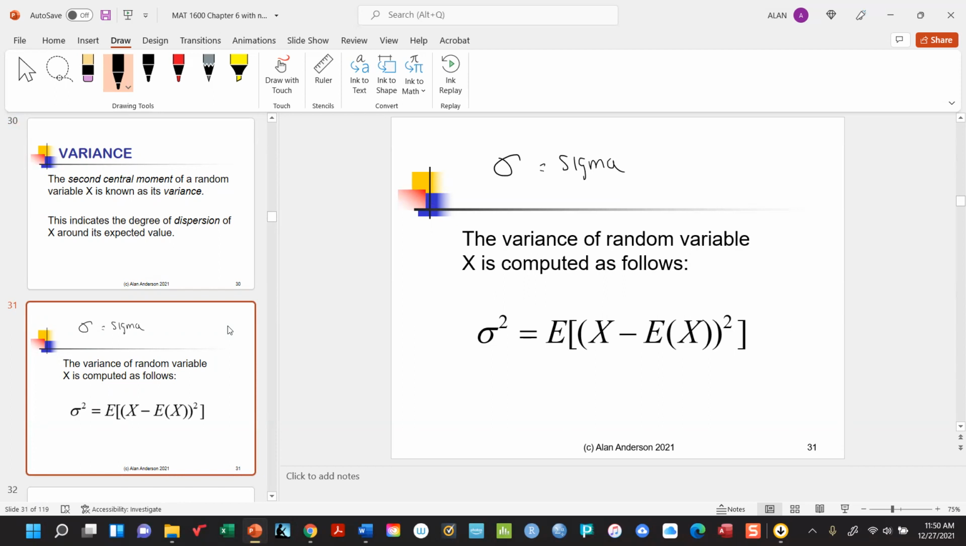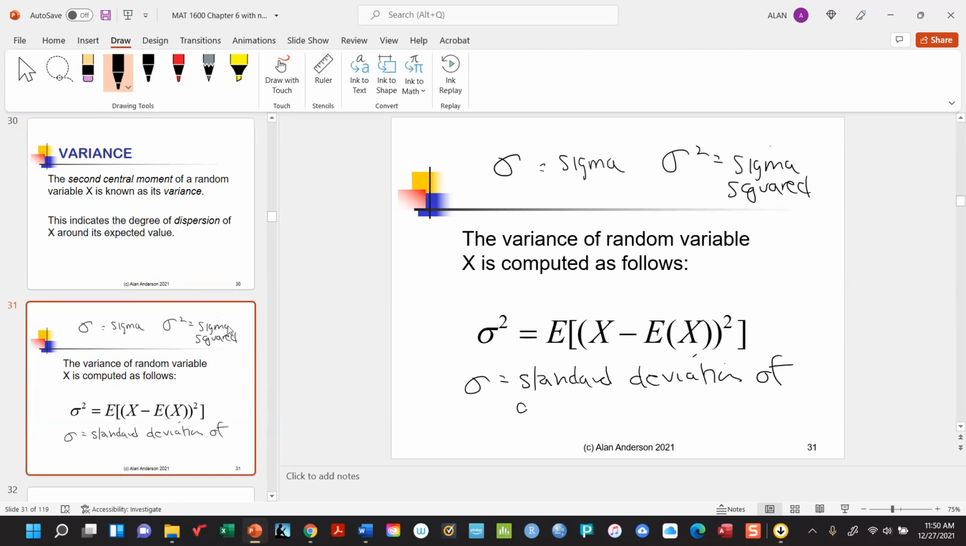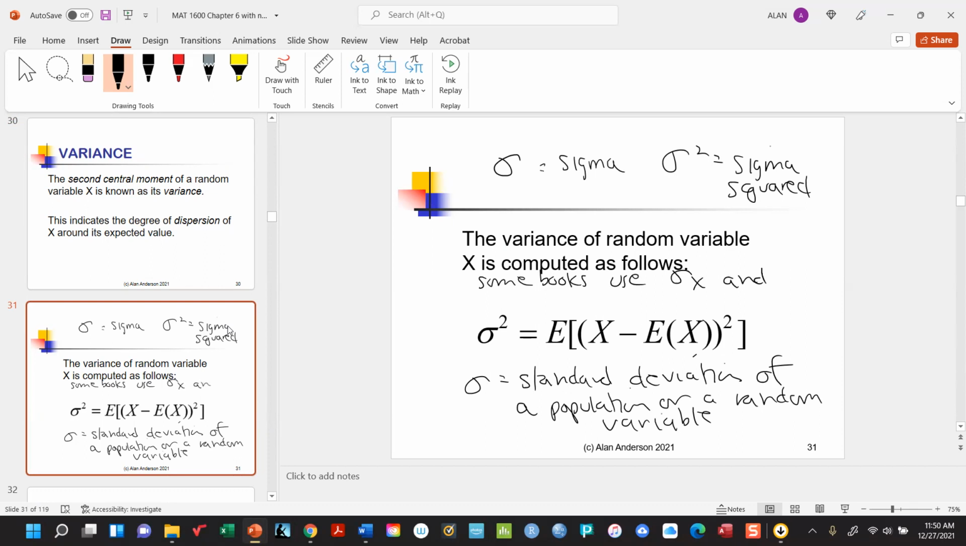Now, here's the tricky part. You'll recall that we use this already. The sigma by itself is the standard deviation of a population or a random variable. Oh my God. Now, some books, by the way, I want to mention this though, use sigma x and sigma squared x for random variables.